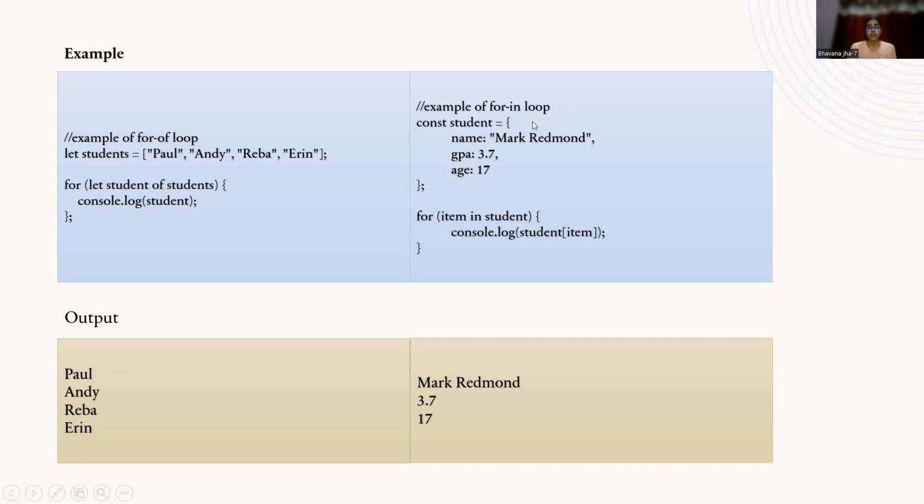Now, an example of for in. Here we have a student object where we show the properties of the student. Student is an object over here, and these are its properties: name, GPA, age, and this is how the for in loop gets executed. If we don't use student with the key, then the output of this statement will be name, GPA, age. And if here we use student with the key, then the output is Mark Redmond, 3.7 and 17. This is our for in and for of loop.